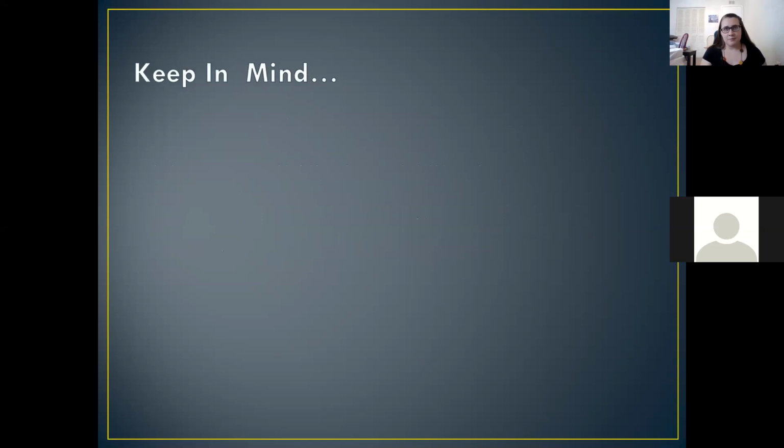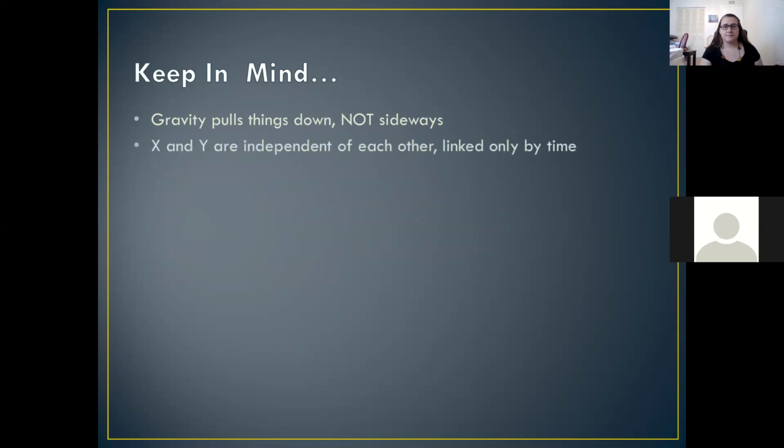So a couple of things to keep in mind before we launch into some of these types of examples. Gravity pulls things down. It does not pull things sideways. So if we're thinking in terms of the x direction and we have to plug an acceleration into our x equations, we are not going to plug in gravity, because gravity doesn't pull things sideways, it pulls things down. And that is a y direction.